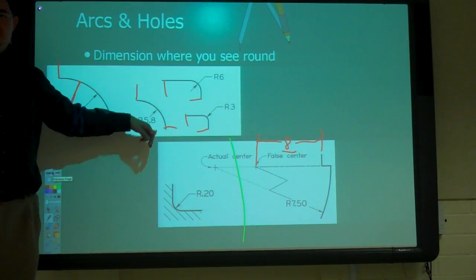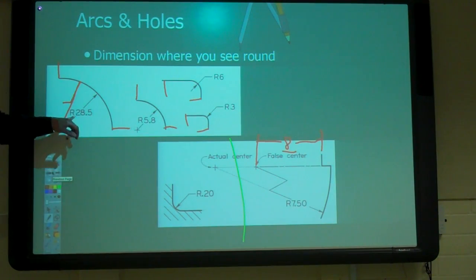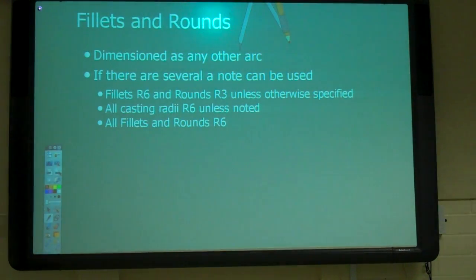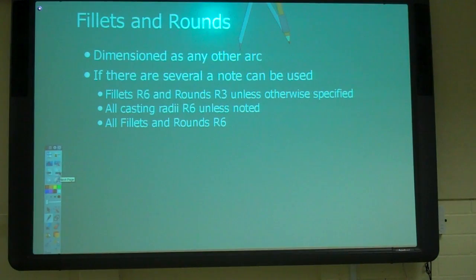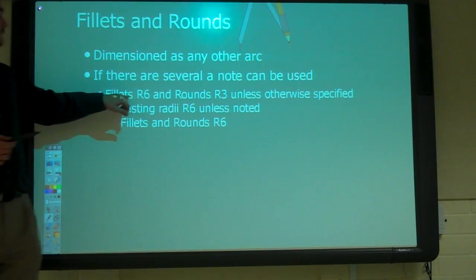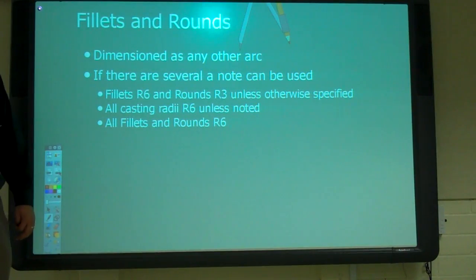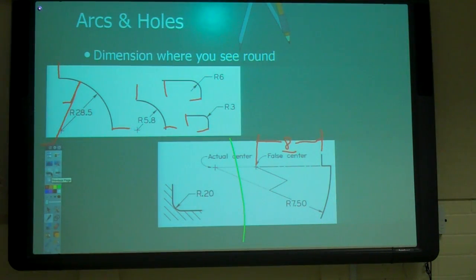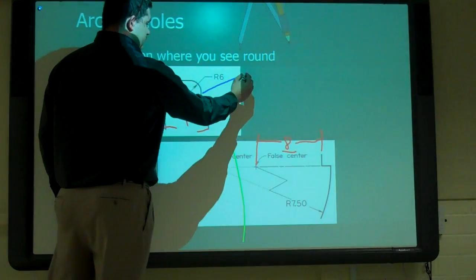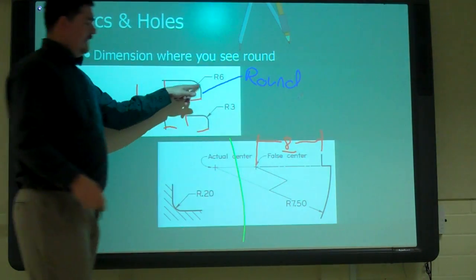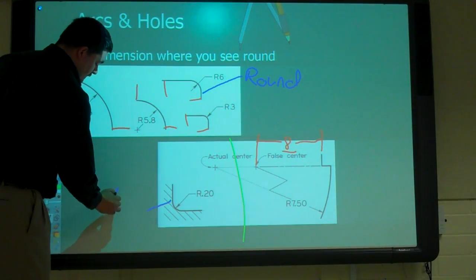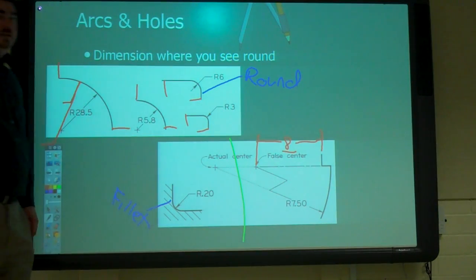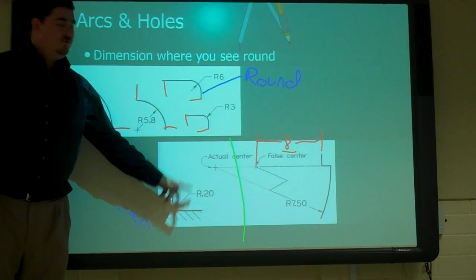And also with fillets and rounds, we want to use the radius of that. What's a fillet and what's a round? So here, fillets are 6, rounds are 3. What's the difference between a fillet and a round? Yeah, this is a round. The outside corner, that's a fillet. It's an inside corner. Fillets are inside corners, rounds are outside corners.